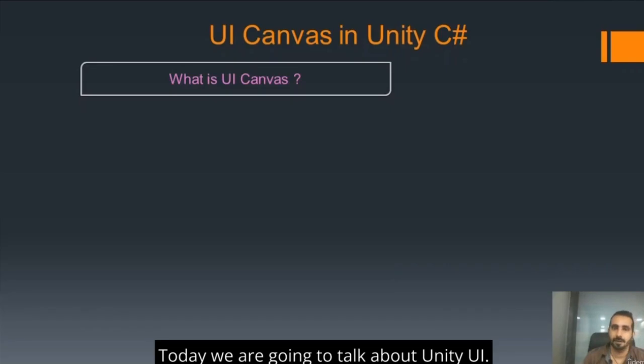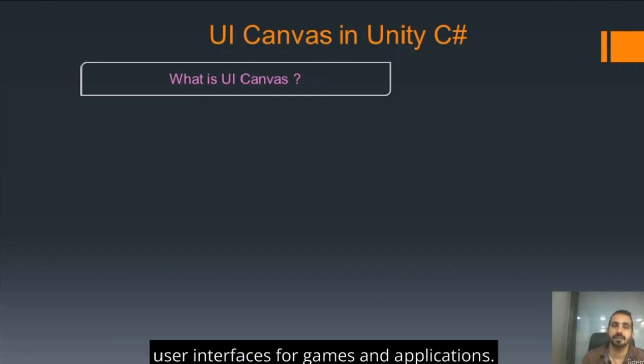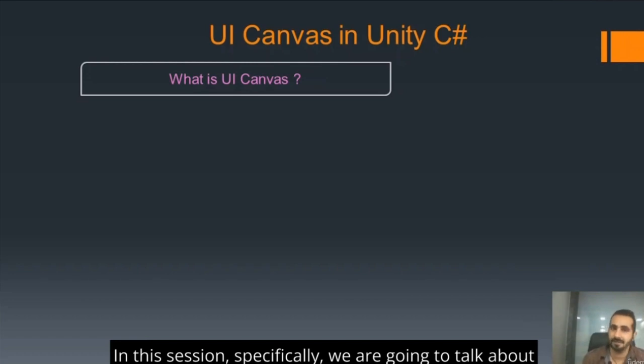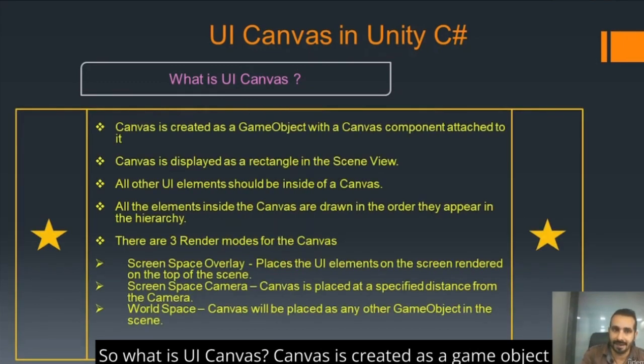We are going to talk about Unity UI. Unity UI, in simple words, is used to design and create user interfaces for games and applications. In this session specifically, we are going to talk about one of the components of Unity UI, which is your UI canvas. So what is UI canvas?